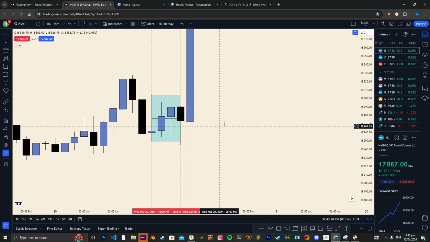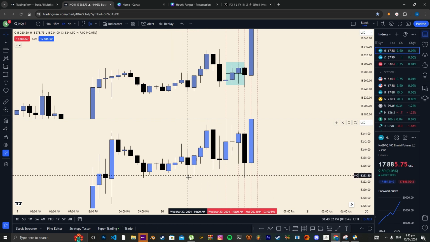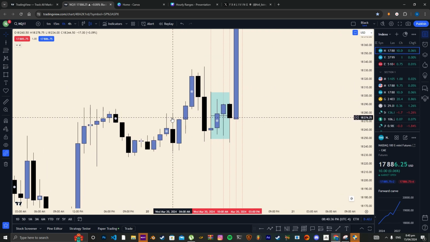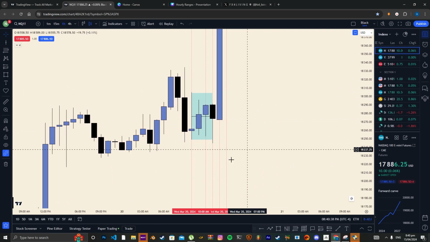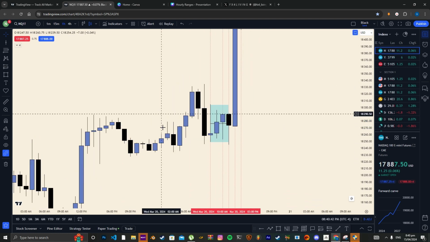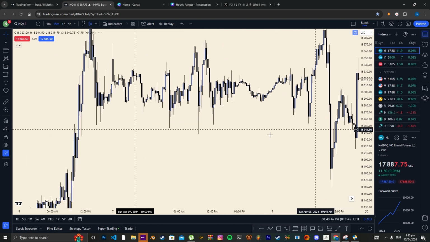So we have 1, 2, 3 accumulation, and then 1 o'clock right before we have our news, it manipulates lower. We have SMT as ES takes out this low right down here, and NQ does not. So we have SMT with our London lows. So that tells us that if there's SMT at these lows, then price is likely going to go higher. So we'll drop down into the 15-minute.